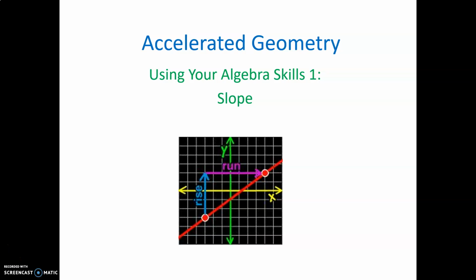Every chapter of our book has an algebra skills review. It's so that you don't forget all the skills that you learned in Algebra 1 as you are taking the year to go through a geometry class. So in Chapter 1, our textbook concentrates on a review of slope.